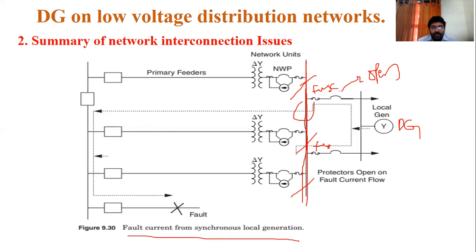First, suppose there is a fault and a local generator is connected, nothing but a synchronous generator. A fault has occurred here.